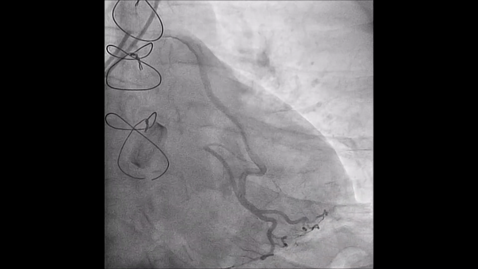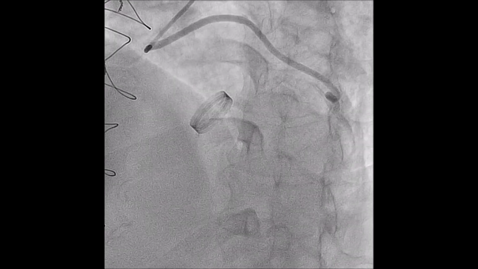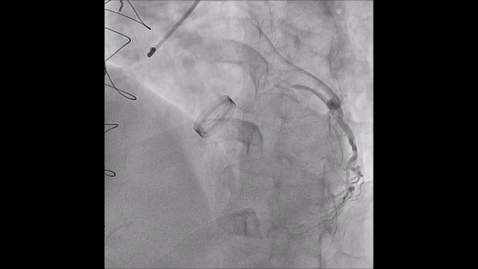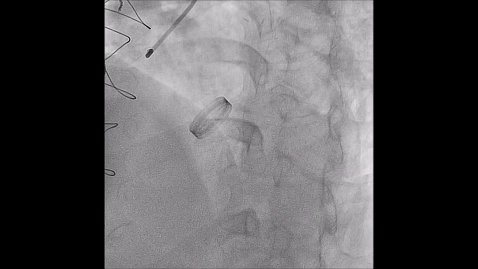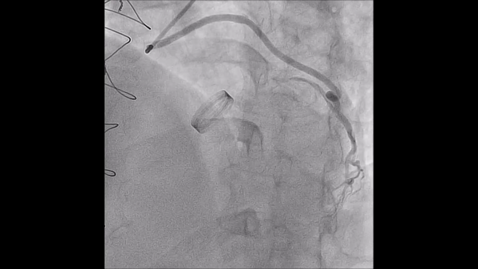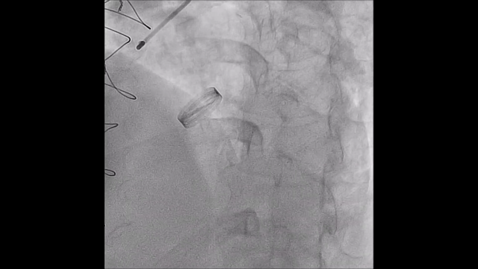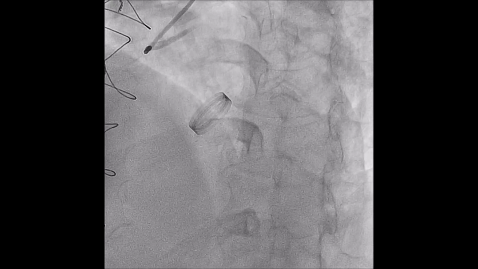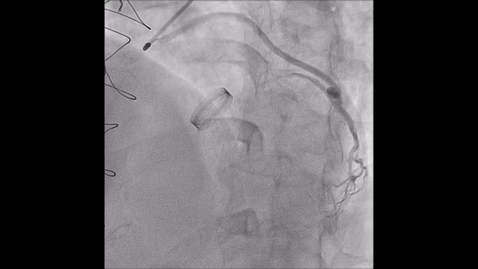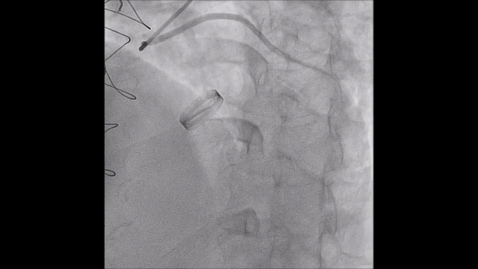Then, as you can see, cardiac catheterization discards the existence of new coronary lesions, as well as coronary artery bypass grafting dysfunction. In this way, with all the available information, we can conclude that the patient probably does not present an acute coronary syndrome and that, almost for sure, this is a pericarditis.